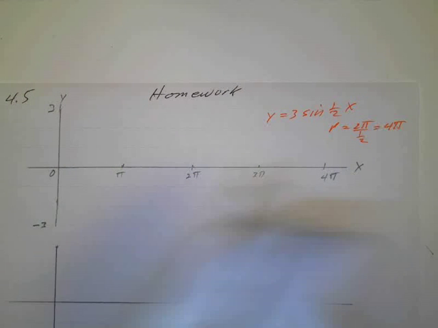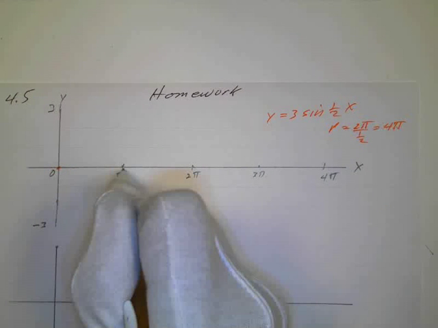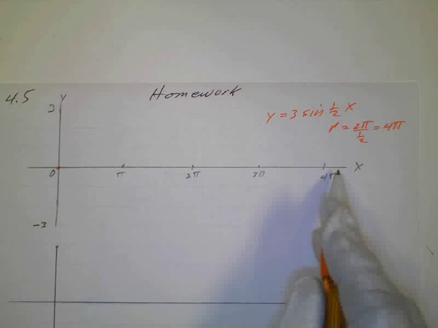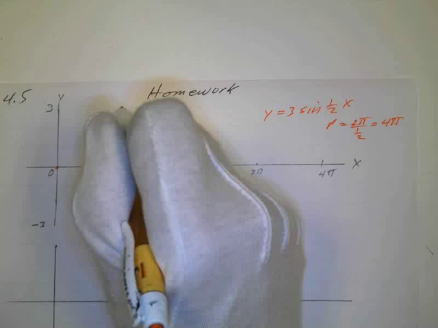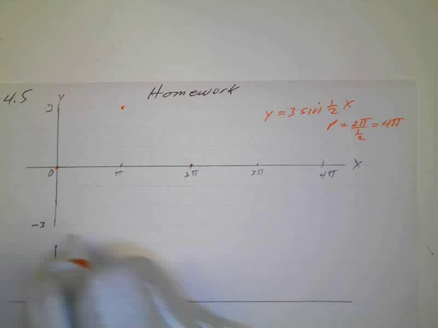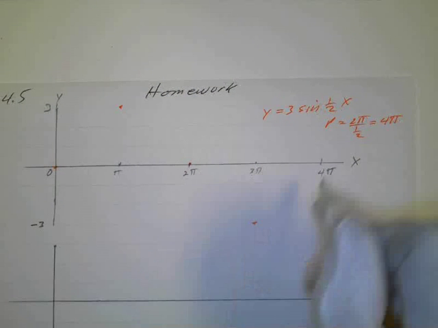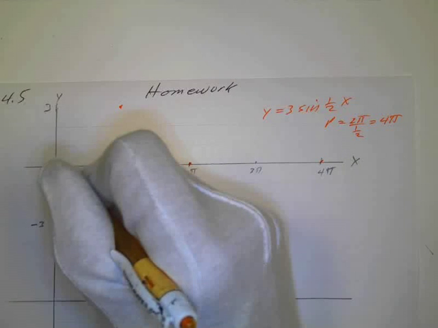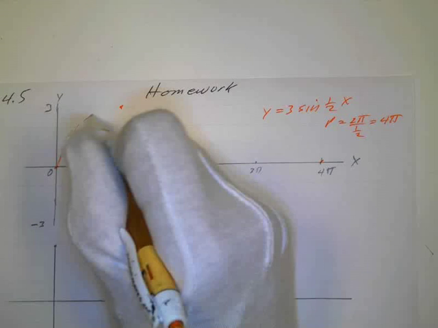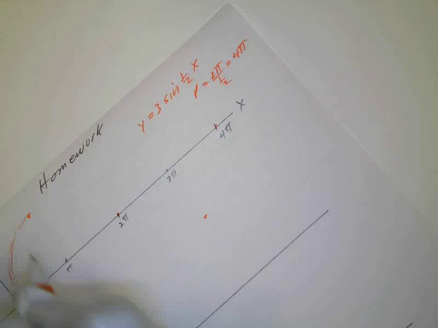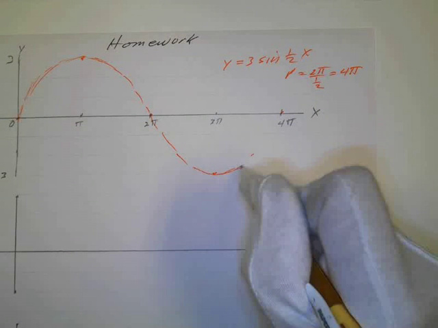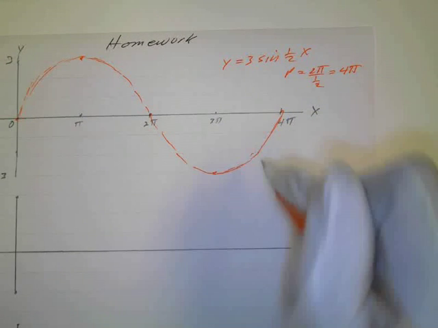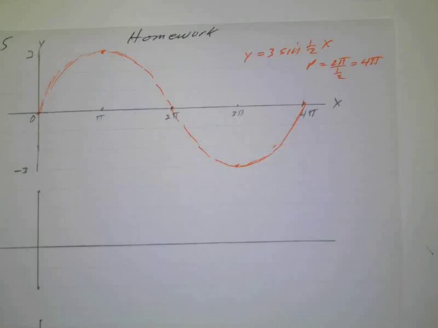Now the sine of 0 is 0. I start at 0, and then I go to 1. My first subinterval, I've got my 4 subintervals, my 5 points. I go to 1, but I've got to multiply that by 3, so I go to 3. Then 0, negative 3, 0, the same deal. Goes up like that, comes down like that. And there you go, nice sine curve.